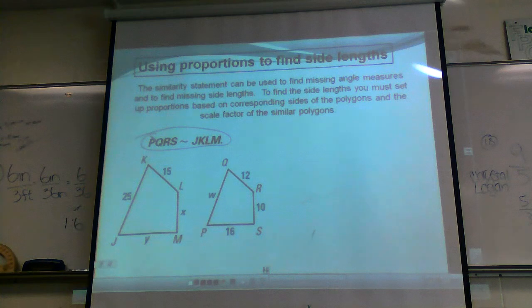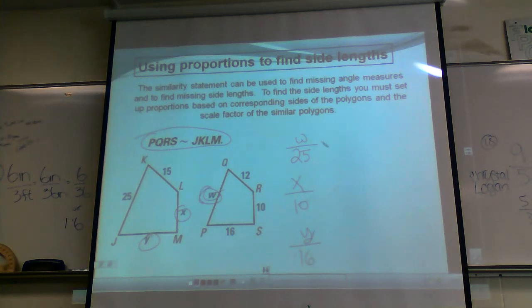So here's the thing. This is basically what you do. You're going to be setting proportions up for every variable that's there. Meaning, if I wanted to find W, I would do W over whatever side corresponds to it. So if I looked at W, which side over here corresponds to it? 25. So I'd have that on one side. If I wanted to find the X, I would do X over which side corresponds to X? 10.